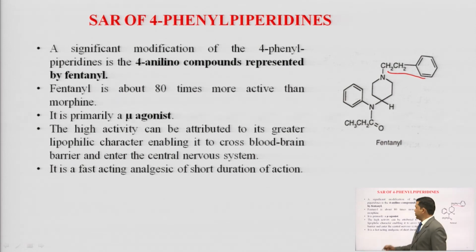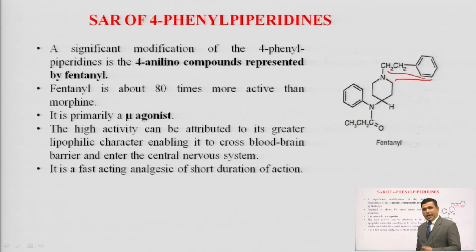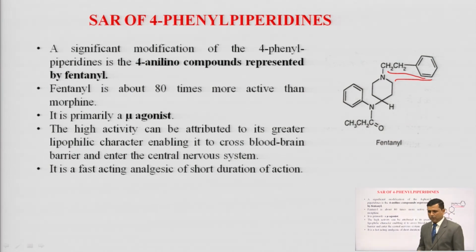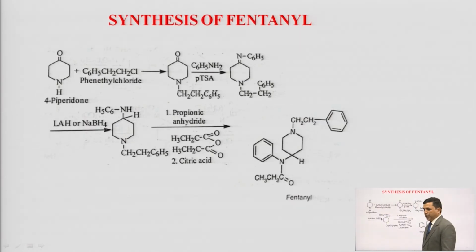Next is fentanyl. If the CH3 is substituted with this CH2C6H5, it gives fentanyl. And fentanyl is about 80 times more active than morphine. So, it is a very active compound. It is a mu agonist with greater lipophilic character. Greater lipophilic character means it will more easily cross the blood brain barrier and more drug goes to the central nervous system. So, that is why it is a fast acting analgesic with a shorter duration of action.